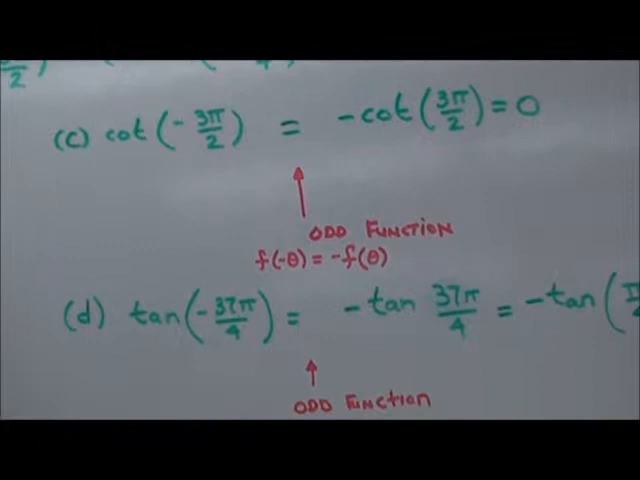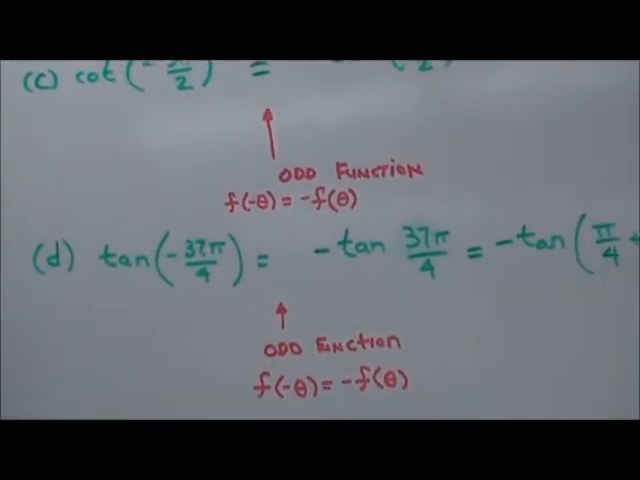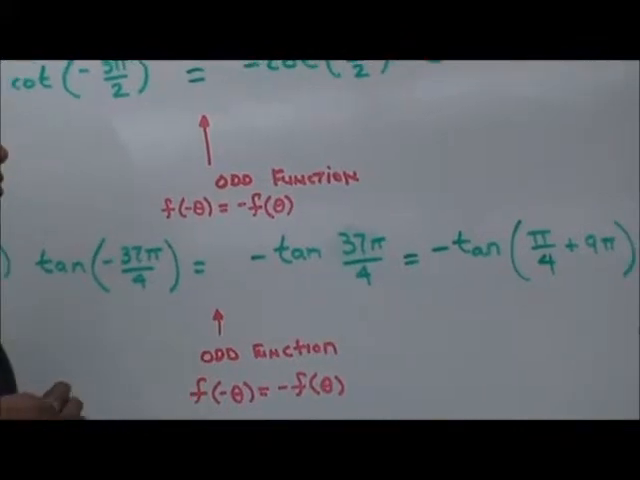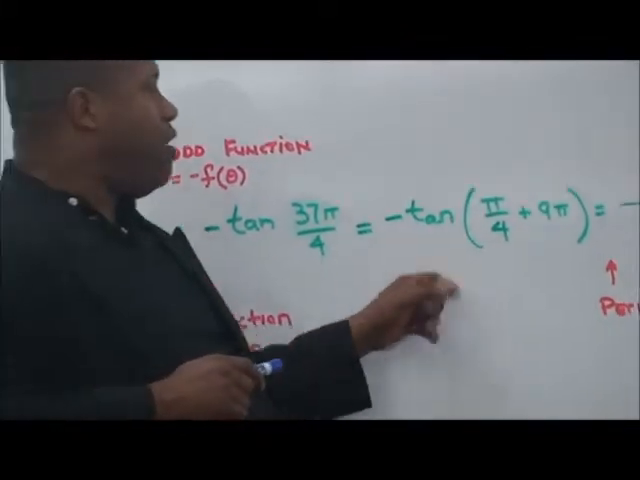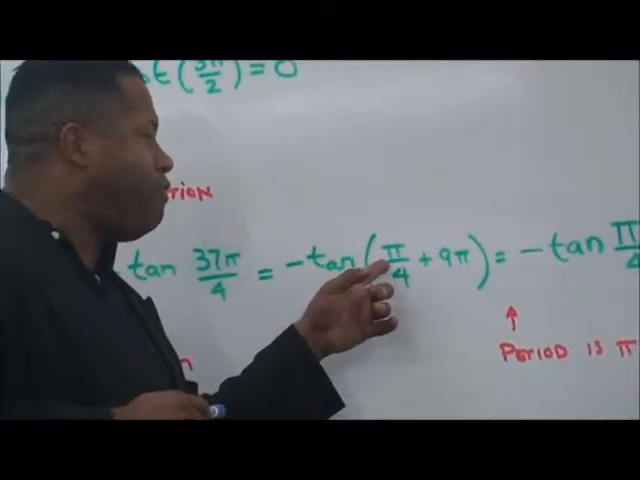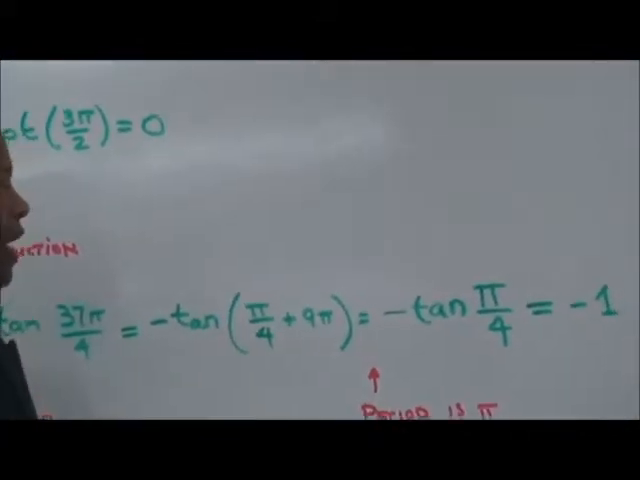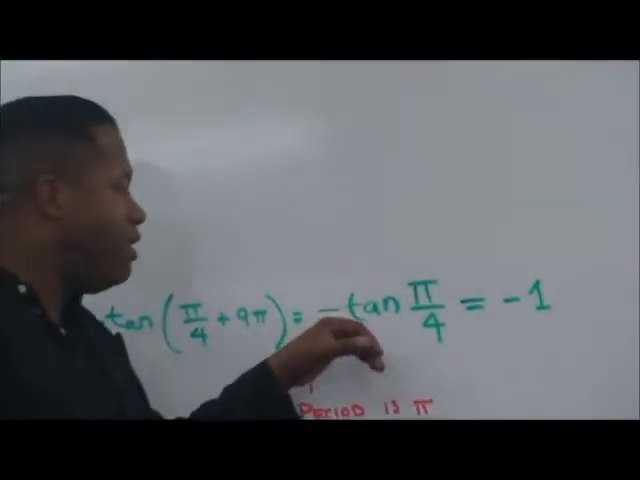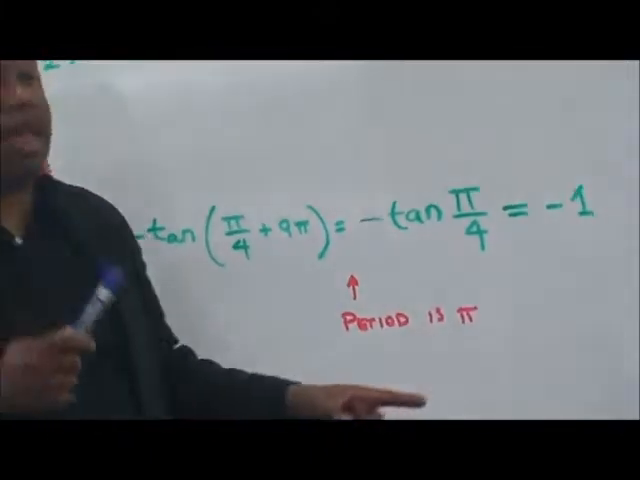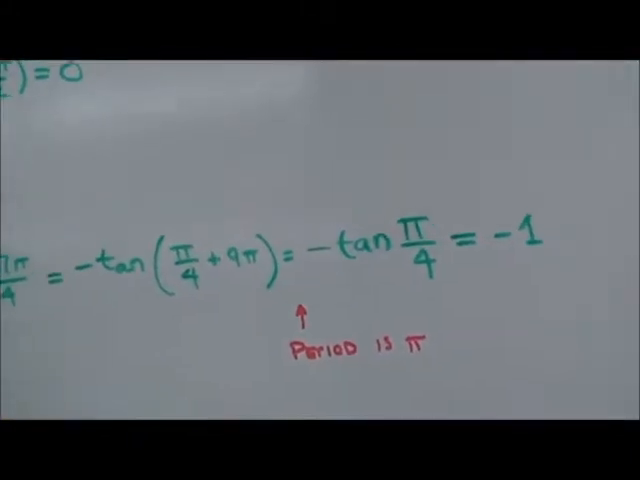And then, of course, tan negative 37 pi over 4 is equal to negative tan 37 pi over 4. Now look at this. We have a period of pi. So here, negative tan of pi over 4 plus 9 pi is equal to negative tan pi over 4, and that exact value is going to be negative 1.